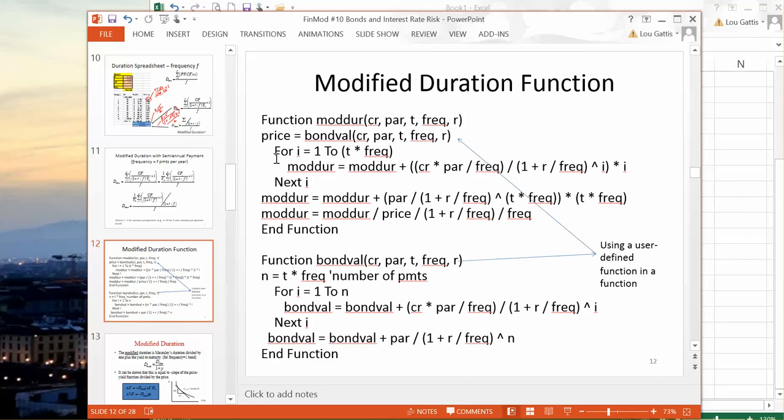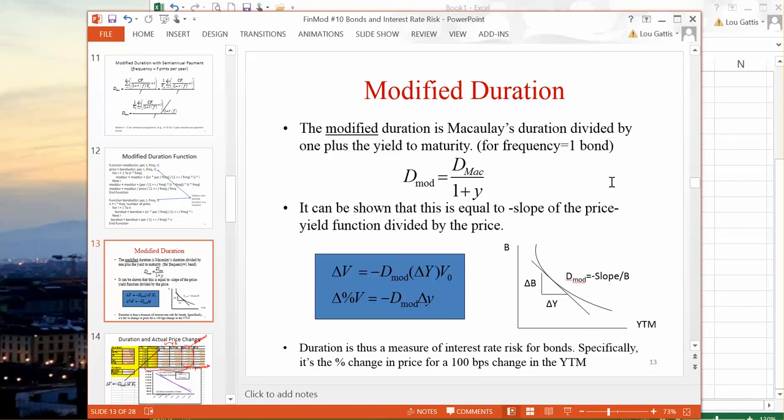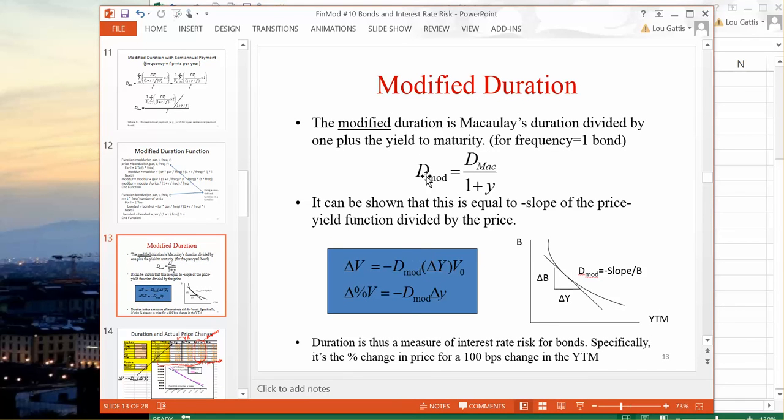And you can see in the function it does a loop where it calculates the fraction of each cash flow's present value and weights it by the period i. Now the reason why I want to get to the second measure of duration is it just so happens that modified duration, which for say an annual payment bond is just the Macaulay duration over 1 plus the yield to maturity, is equal to the negative of the slope of the price-yield function divided by the price.